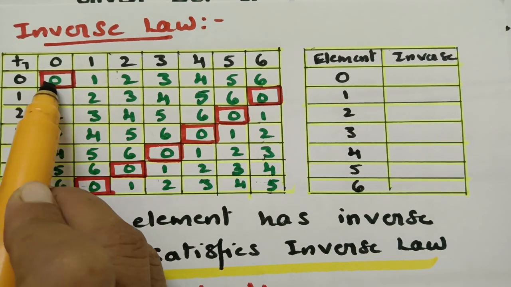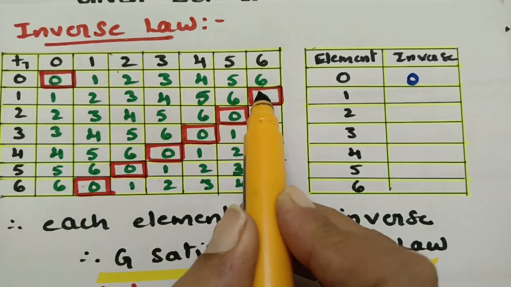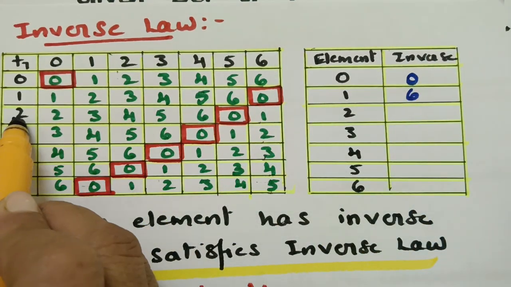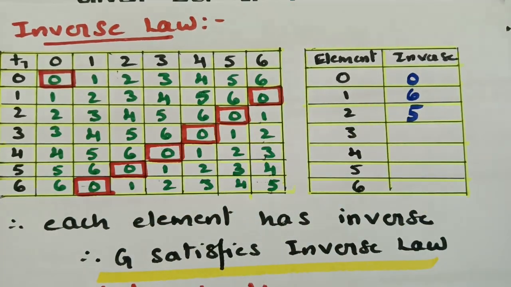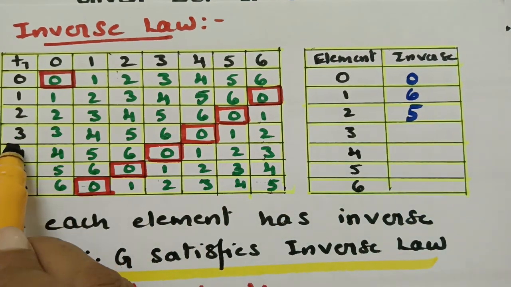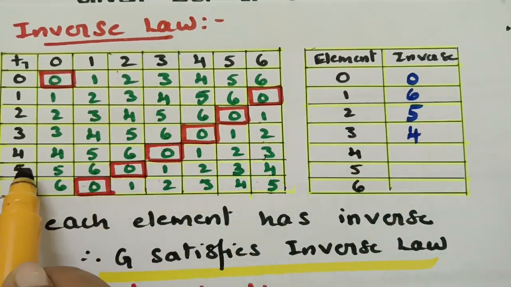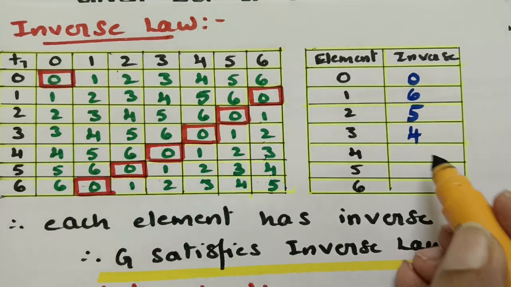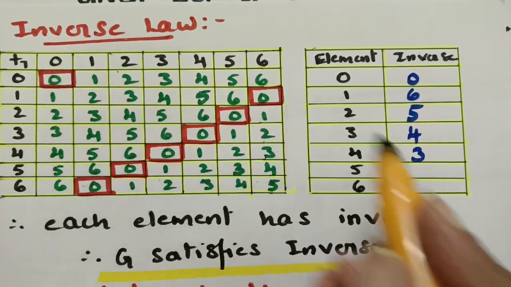See here, for element 0, the inverse will be 0. See here, for 1, go to the identity element. See here, the top element is the inverse of 1, 6. For 2, go to the identity element, and this top element is the inverse. So the 2 inverse is 7. Sorry, the 2 inverse is 5. So next one, 3, go to the identity element, and this top element 4 is the inverse element of 3. And next one, 4, go to the identity element, 0, and this top element is the inverse element, 5. Go to the identity element, and the 2 is the inverse of 5.